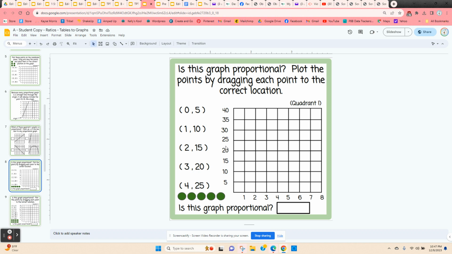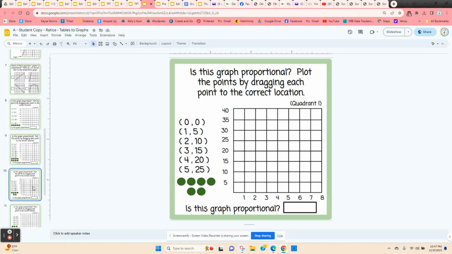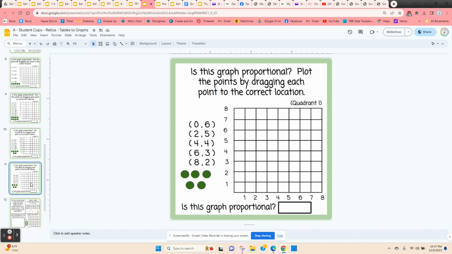So they're given points. They have to move these green points here onto the graph to plot all the points, and then they're going to answer the question at the bottom, is this graph proportional? So they're going to do this several times, different graphs.